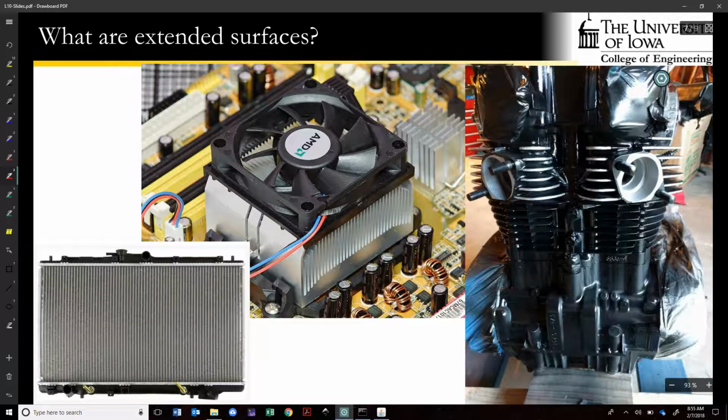Engineering applications for extended surfaces are all over the place. Anytime you see things like heat sinks on electronics, the whole purpose is to conduct that thermal energy through a greater surface area so it can get pulled away by the gas. The radiators in your cars or the cooling fins on air-cooled engines, the whole purpose is, once again, the redistribution of that thermal energy to a greater surface area so it can get wicked away.